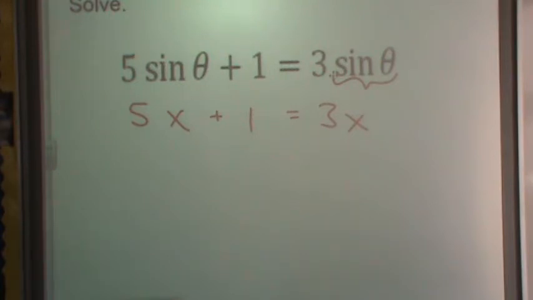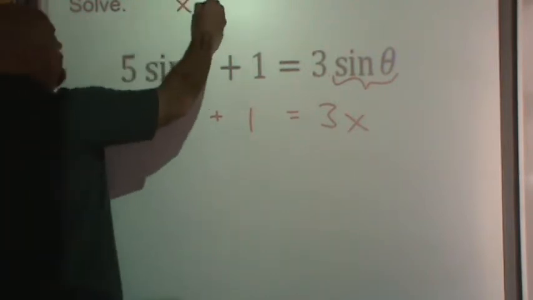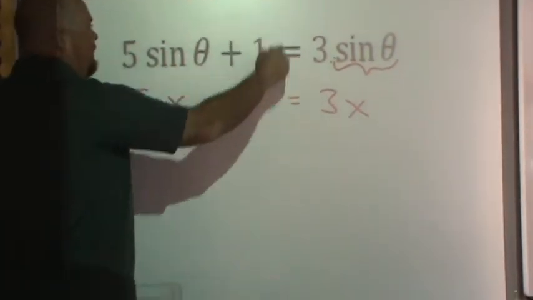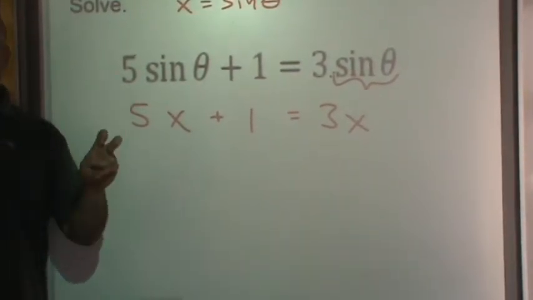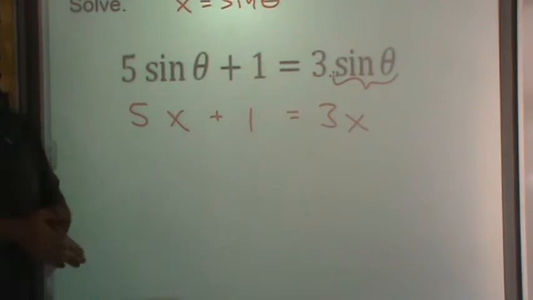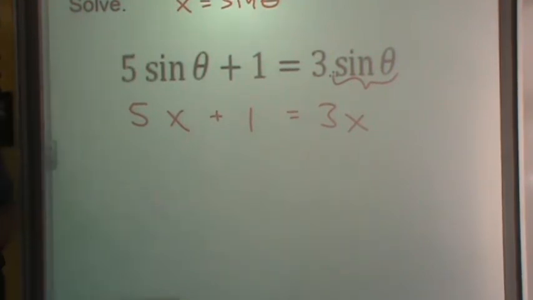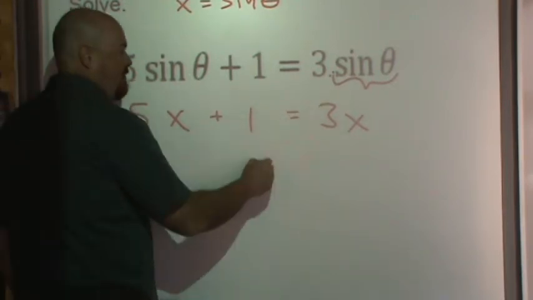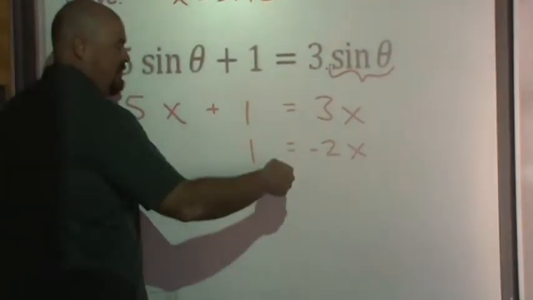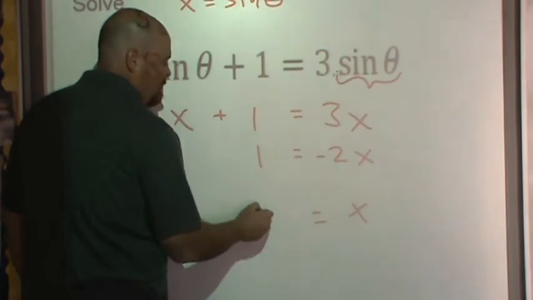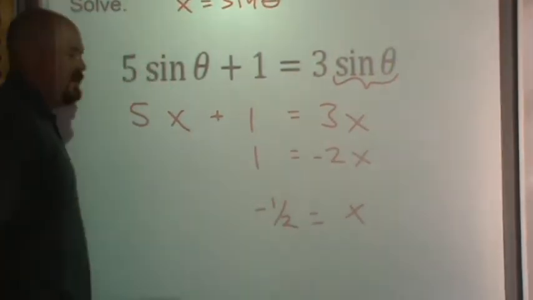This touches on that idea of substitution that we talked about the other day. You can go off to the side and say, you know what, I'm uncomfortable solving for sine theta, so I'm going to call sine theta x. And anywhere I see a sine theta, I'm going to put an x. Now here, you all should be able to solve for x. Subtract 5x from both sides. Divide both sides by -2. We get x equals -1/2.